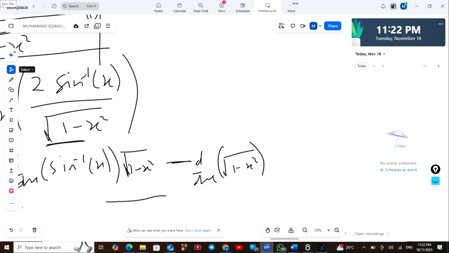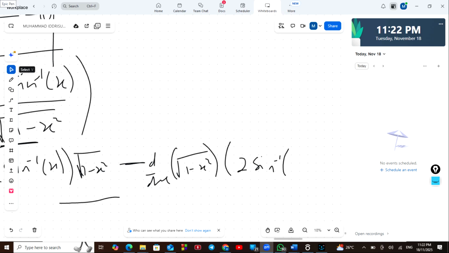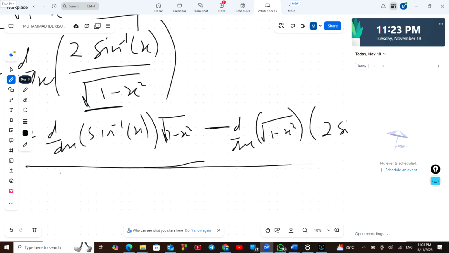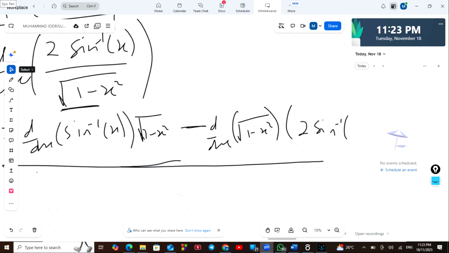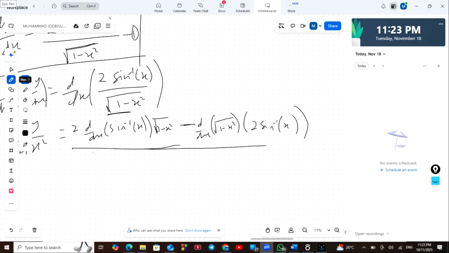multiplying 2 sine inverse of x, all over our denominator squared, the square root of 1 minus x squared, all to the power 2.